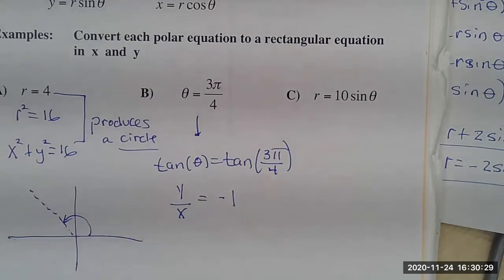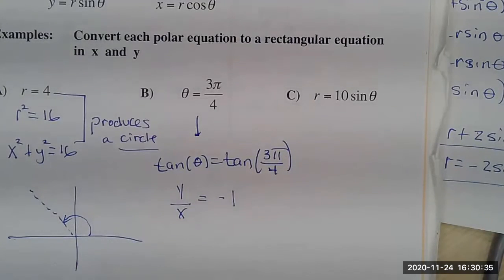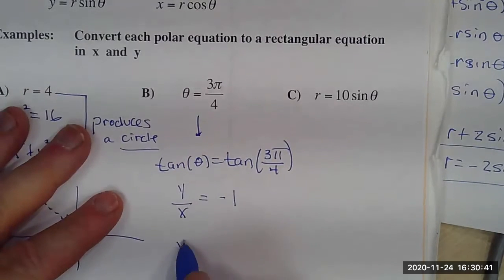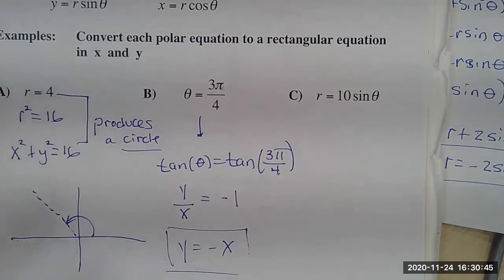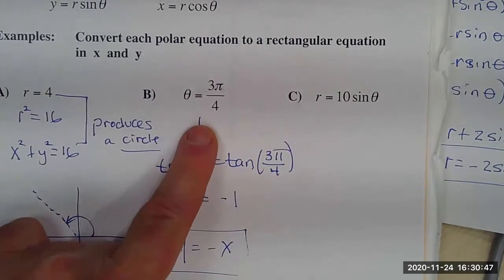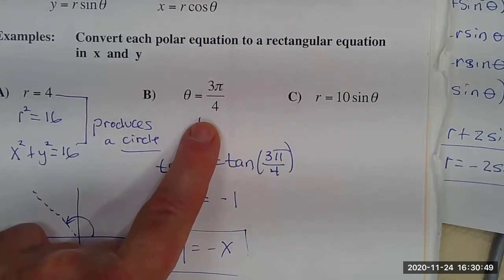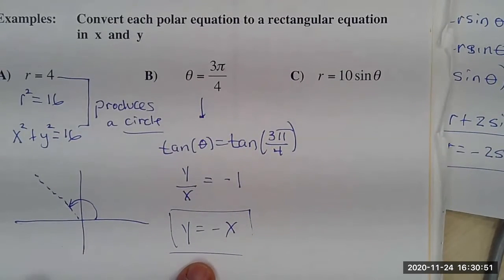Just take your calculator and go tan of 3 pi over 4. Tell me if it's not -1, because then I need to go back and check. I believe it's -1. You multiply both sides, you get y equals -x. It's -1. So the equation, the picture that this produces is a line that looks like that.